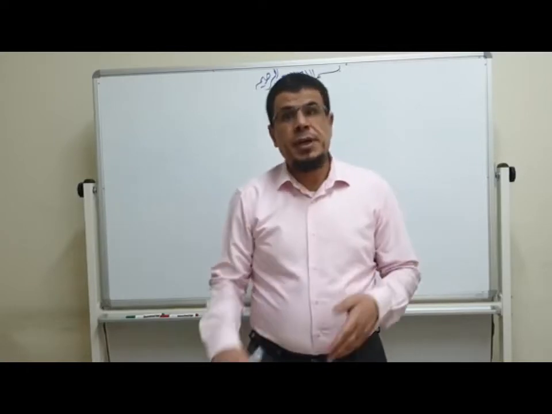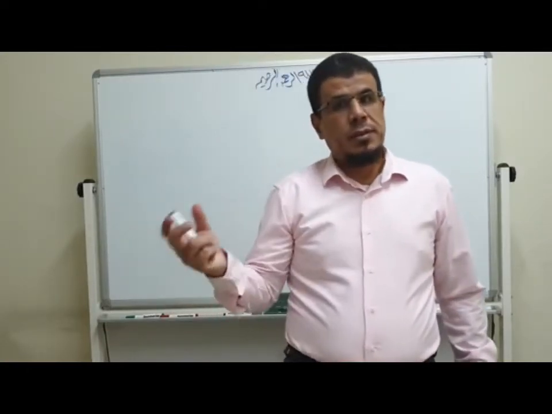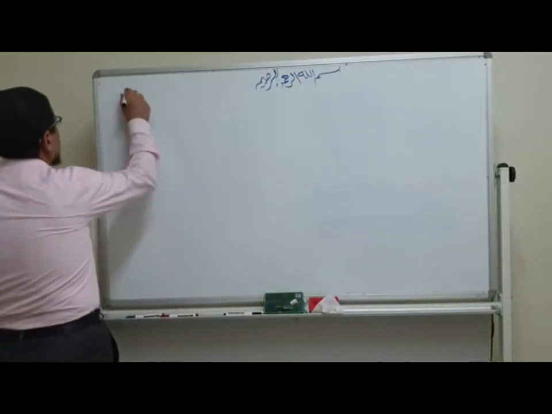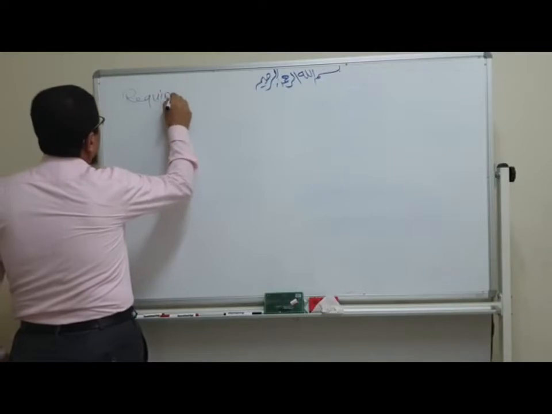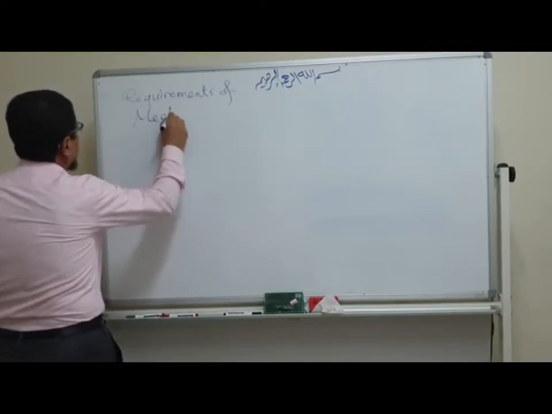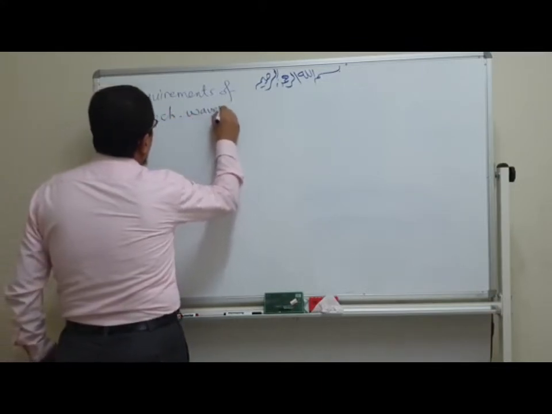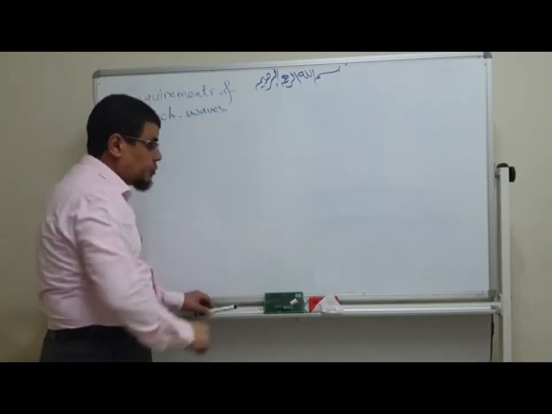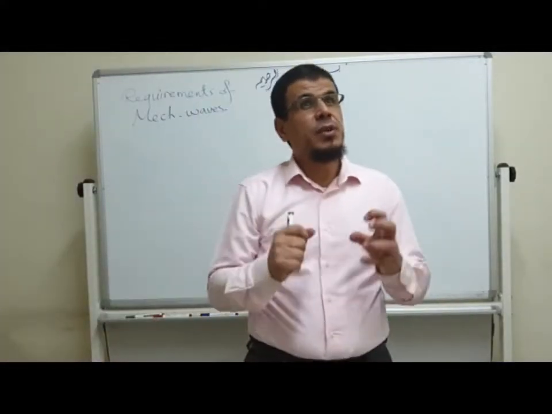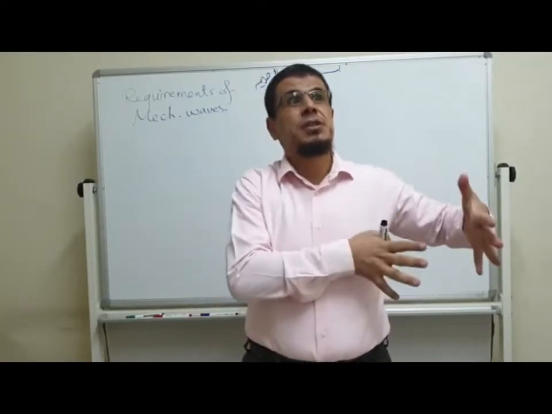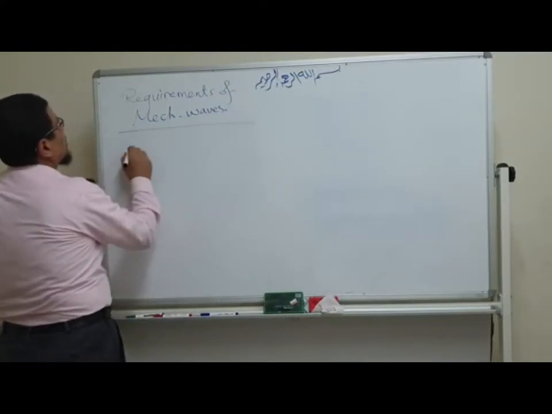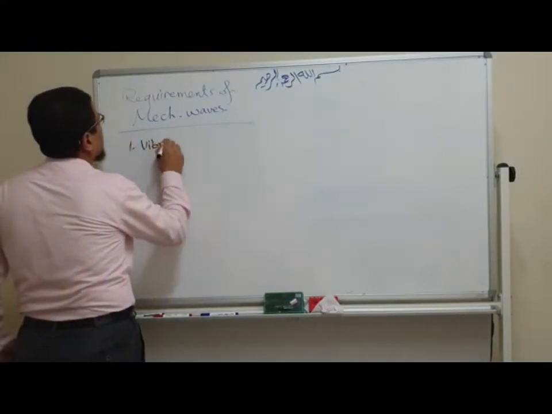Okay. After finishing comparing the mechanical waves with the electromagnetic waves, now we will study the requirements of mechanical waves. So what do we need to produce a mechanical wave? A mechanical wave is produced due to vibrations. So we must have a source that is vibrating.